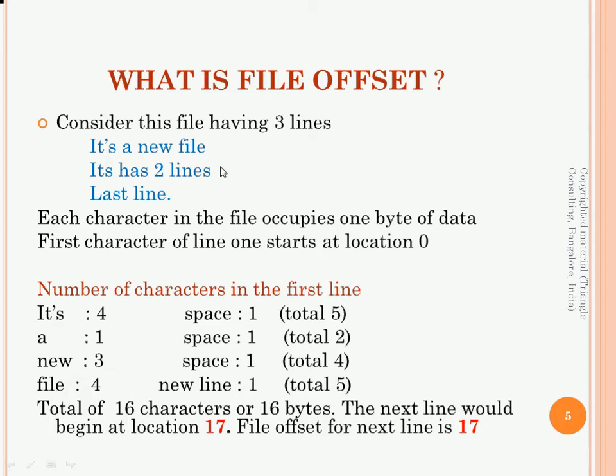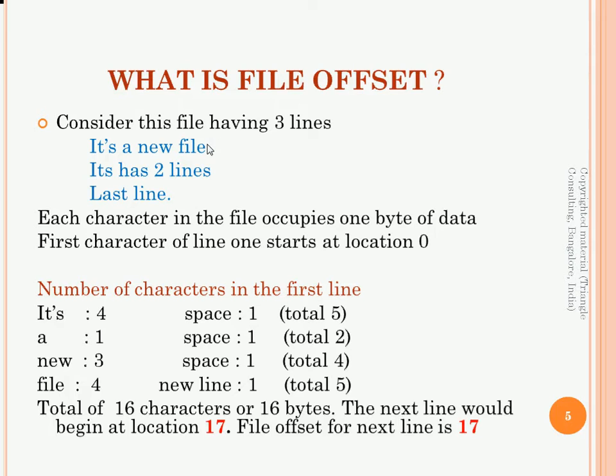And the new line: when you press the enter key while typing something into the file, there would be an invisible character printed onto the file, which we cannot read. It's called a new line character, and it occupies 1 byte. So totally it is 16 bytes long, and it's pretty obvious that the first character in the next line is going to start from the 16 plus 1th location, which is going to be location 17. So this is actually the meaning of file offset.